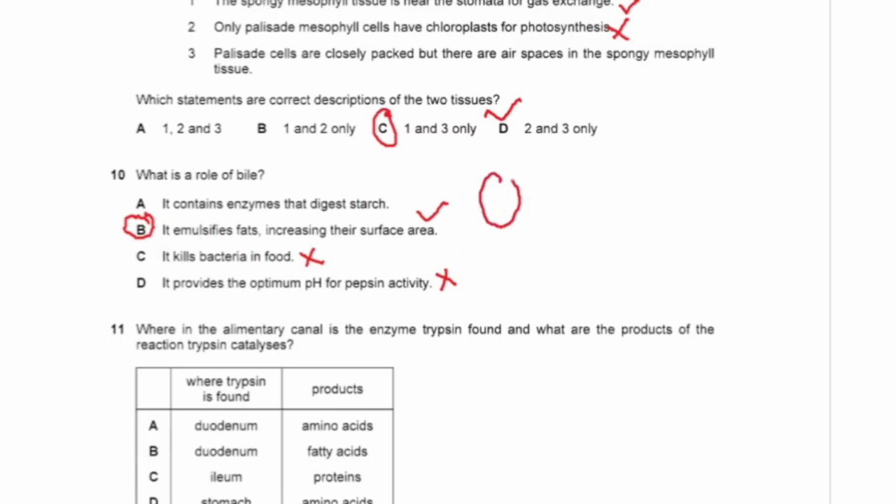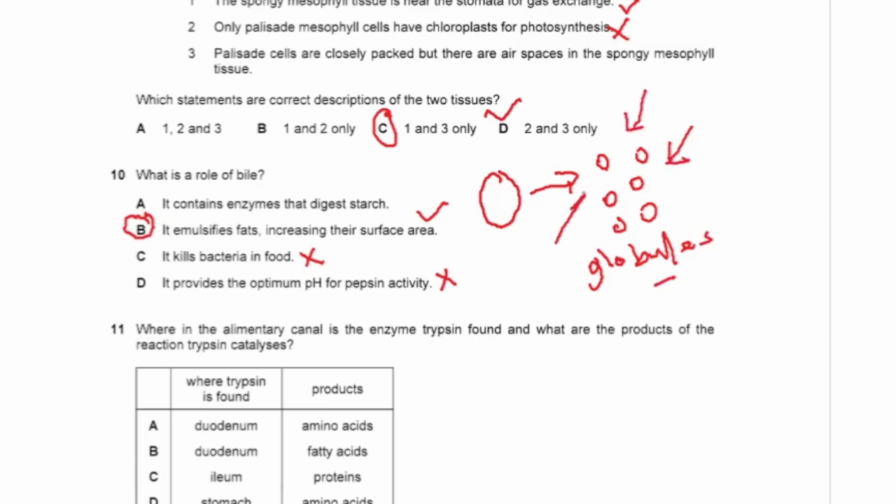If this is a very large fat molecule, after emulsification by bile, it will be broken down into small globules. And this is where your lipase will now be able to act on the fatty substance. So this process I just showed is emulsification. This is the large fat molecule, and then these are the small globules for the lipase enzyme to act on. So take note of that.